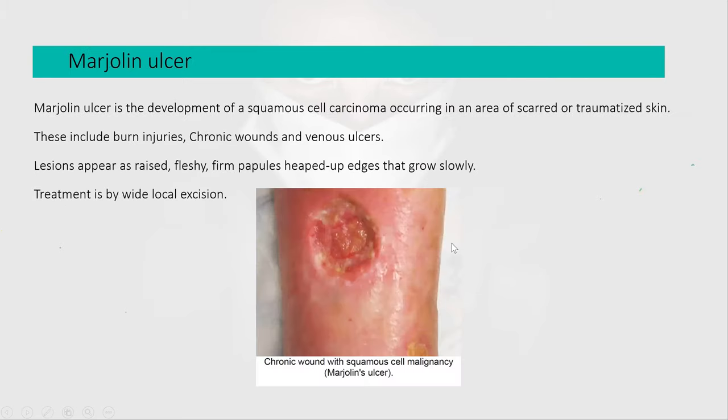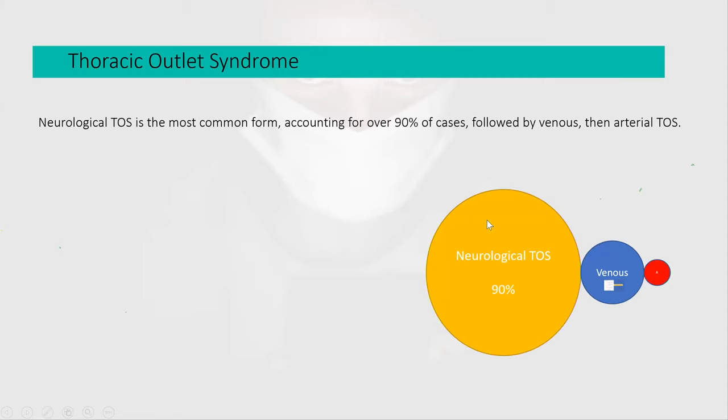Okay, so this is aortoiliac. This is the explanation of marginal ulcer, and I'm going to talk about thoracic outlet syndrome. Cervical rib is one of the reasons for this thoracic outlet syndrome, and 90% of cases will be associated with neurological symptoms.